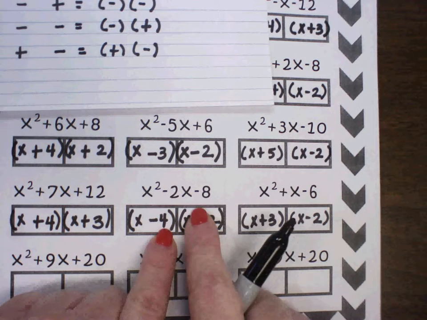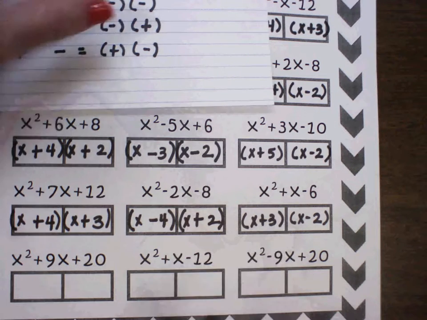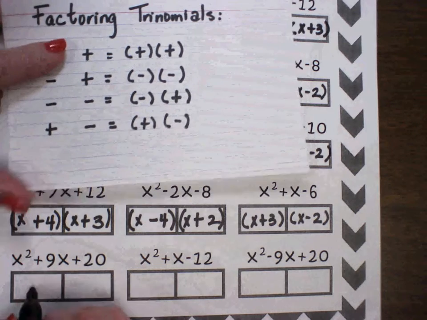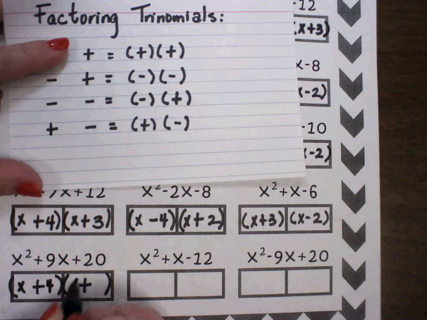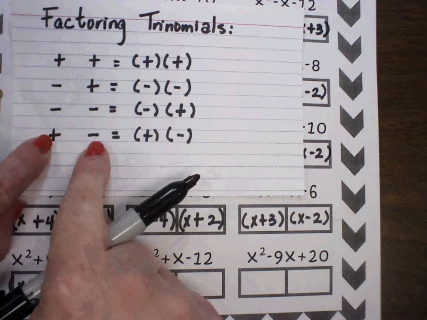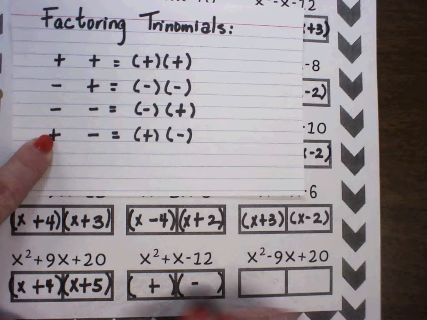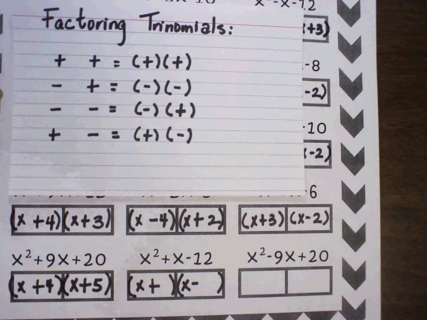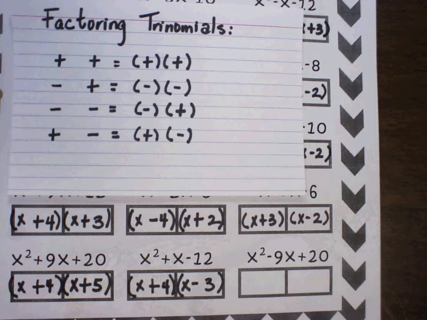All right, plus, minus. Plus, minus, right? Exactly the same. There you go. Positive 4 and negative 3. Positive 4 times negative 3 is negative 12. But 4 minus 3 is 1, which is what I want. Now, minus, minus. So x minus 4, x minus 5. There you go. We're done.